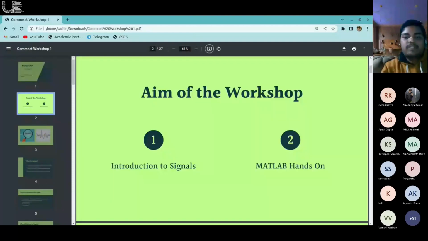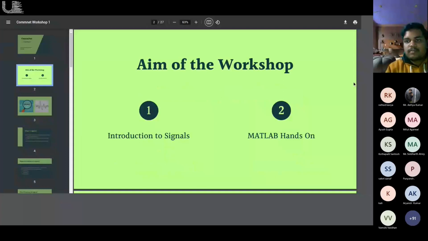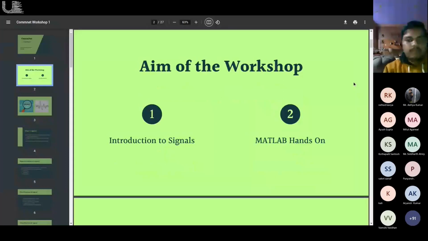So aim of this workshop is introduction to signals and MATLAB hands-on. So first we will discuss about the signals, where we will know what basically a signal is, and then we will have some practical on MATLAB.